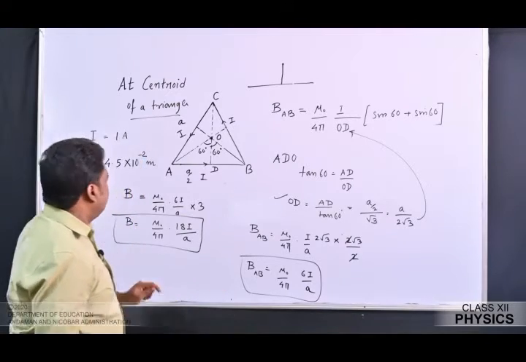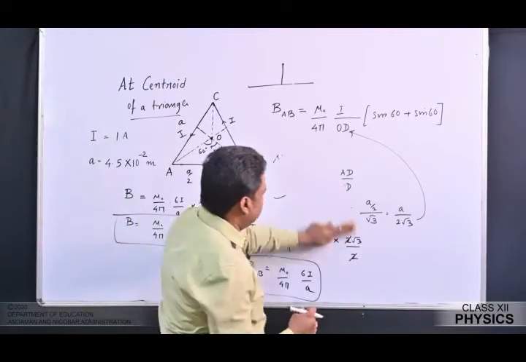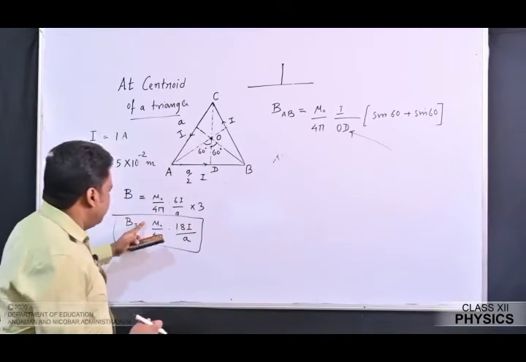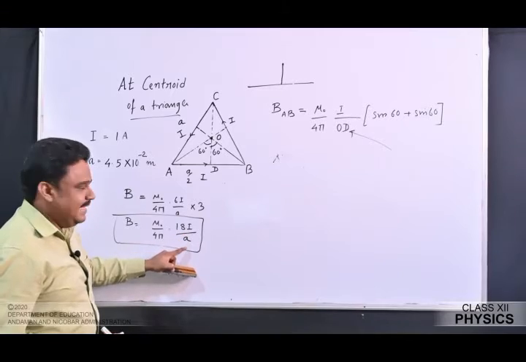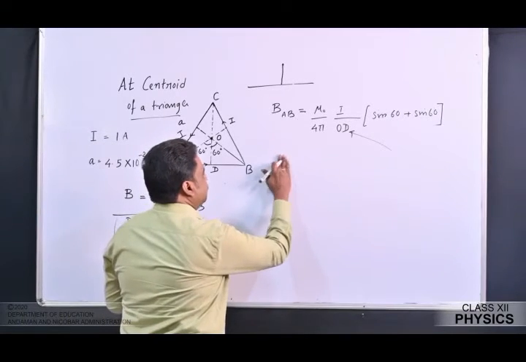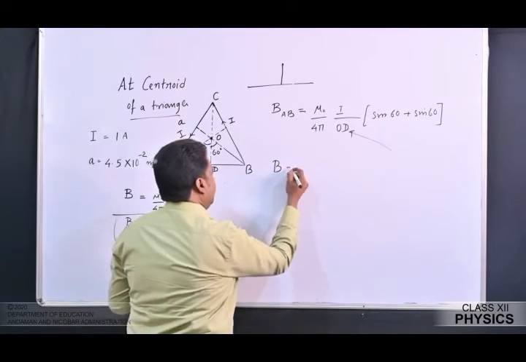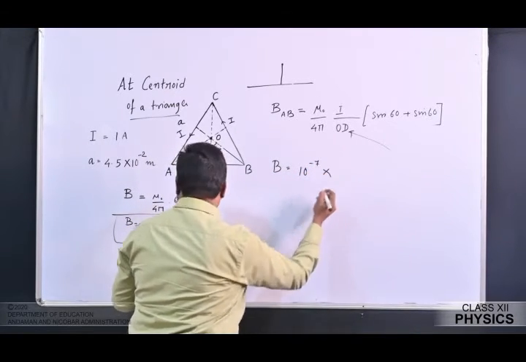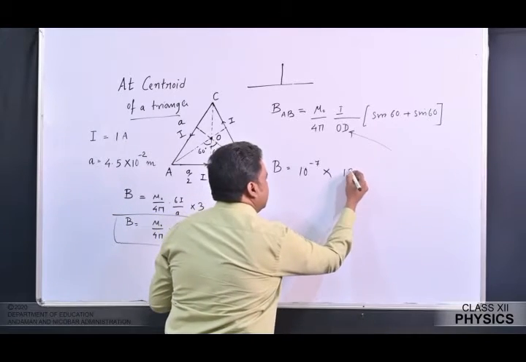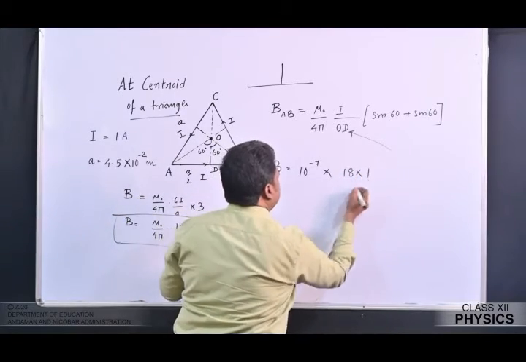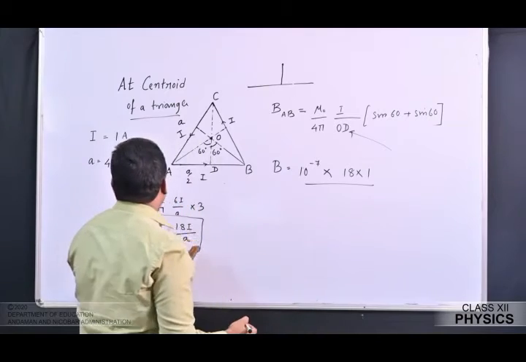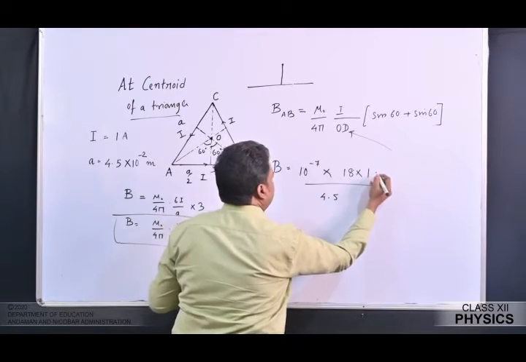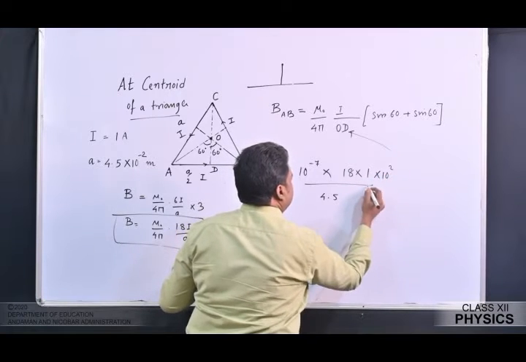Now as per the question, what are the two values given to you? I can put them in the main equation. What is the main equation once again? It is mu naught by 4 pi 18I by A. Put in the values. So B comes to be mu naught by 4 pi, you know it is 10 power minus 7, into I, which is 1, by A. A is 4.5 into 10 power minus 2, it moves up. So I'm going to write it as 10 power 2.